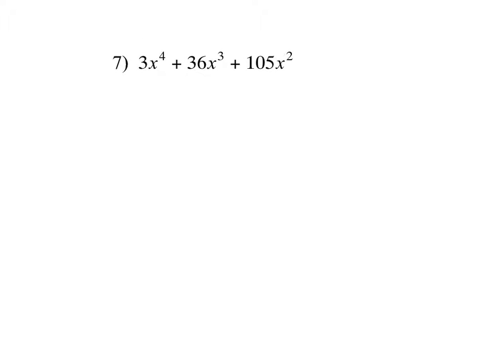Again, first step, I'm going to find if there's a common factor. In this case, my common factor is 3x squared. So I'm going to have x squared plus 12x plus 35, right? Now I'm going to check if I can factor that trinomial. Two numbers that you multiply to give 35, and add to give 12, are 7 and 5.